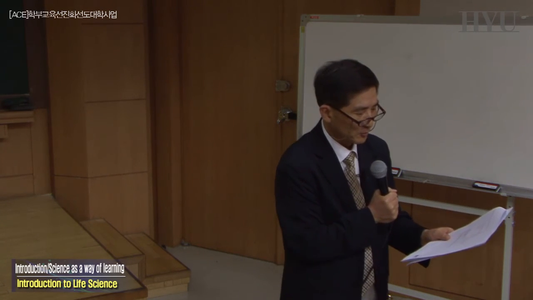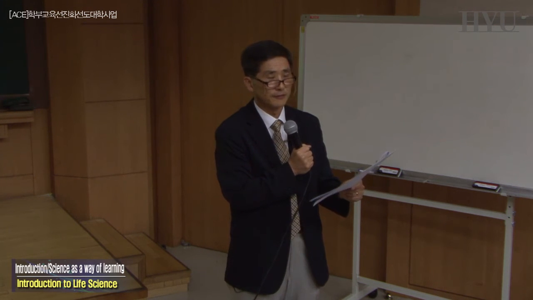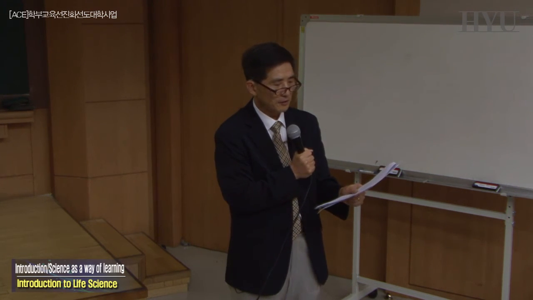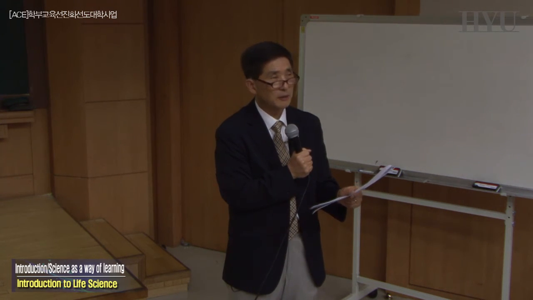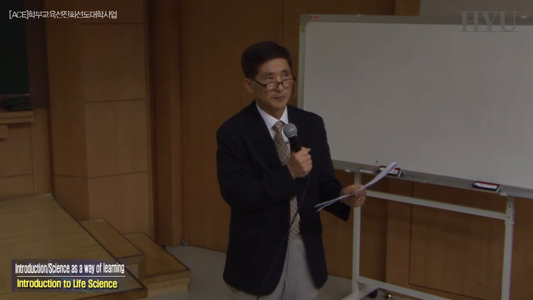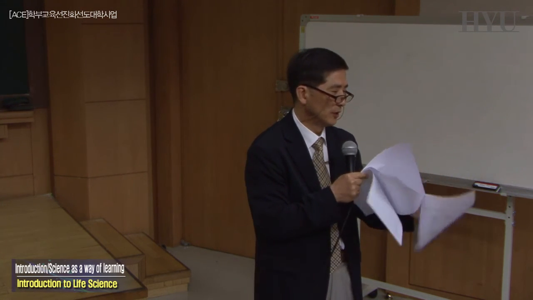Number 2, a principle supported by evidence that explains an aspect of nature. Theory. Okay, number 4, the gradual modification of living things over time. Evolution.